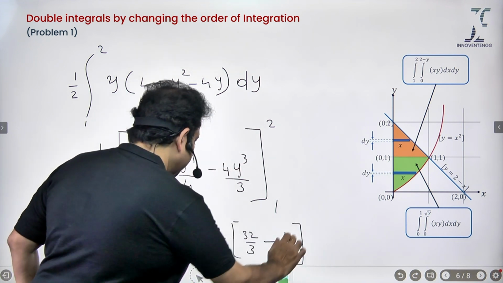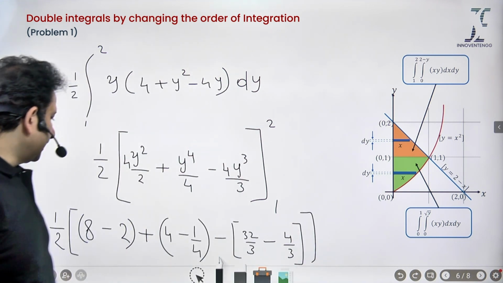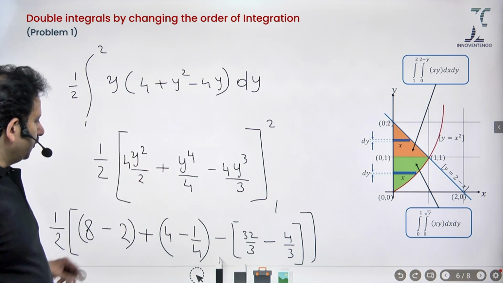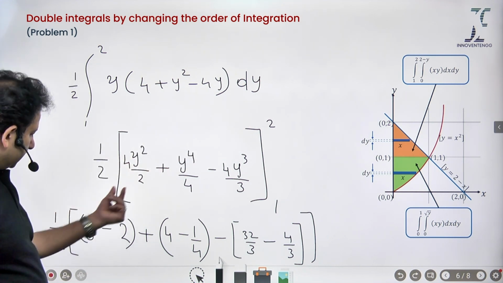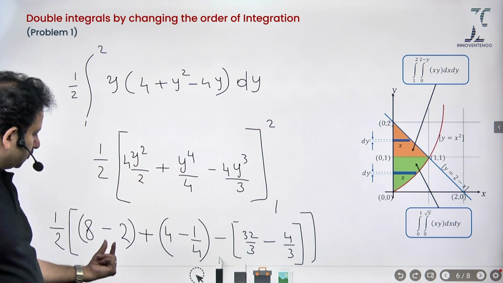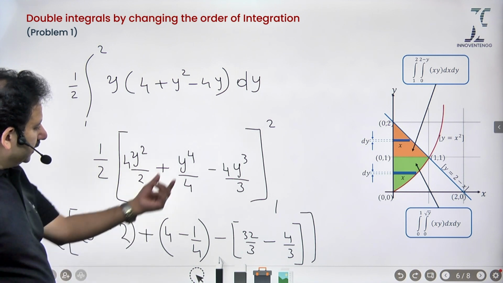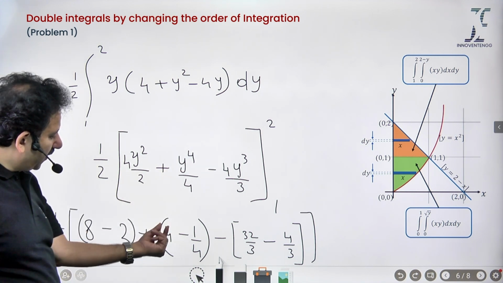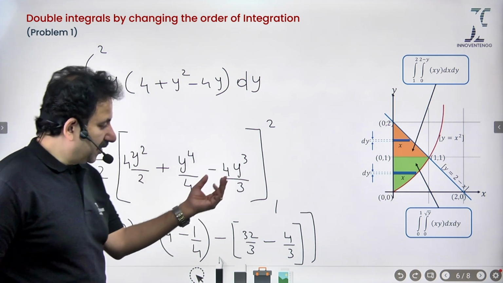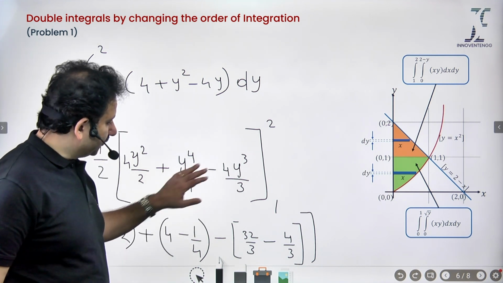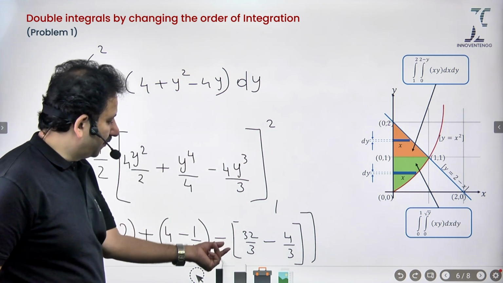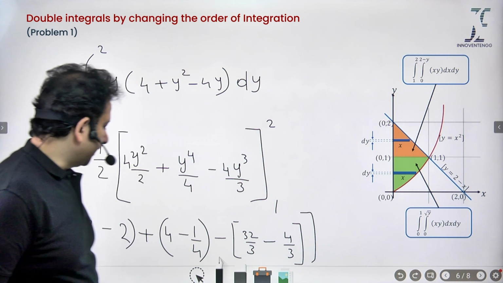Right? So this is what exactly you will get. Observe carefully: when you put 2, it becomes 4 into 4, 16 by 2, 8. And when you put 1, it is 2, so 8 minus 2. Then what about the next term? It is 4 by 4, and when you put 1, it is 1 by 4. And what about the last term? Minus, you keep outside. When you put y is equal to 2, 32 by 3 minus 4 by 3.